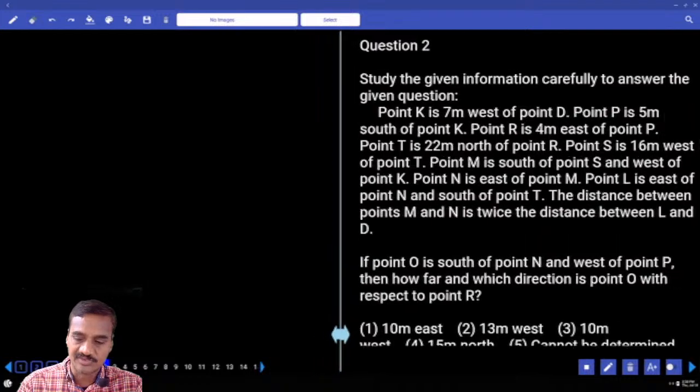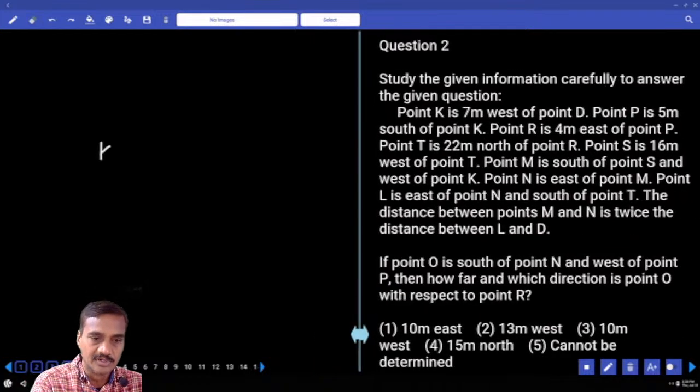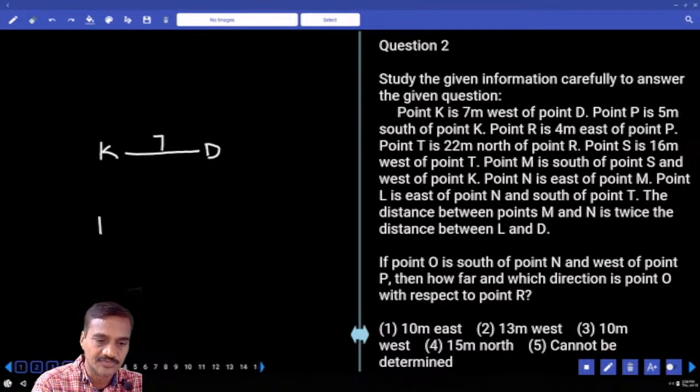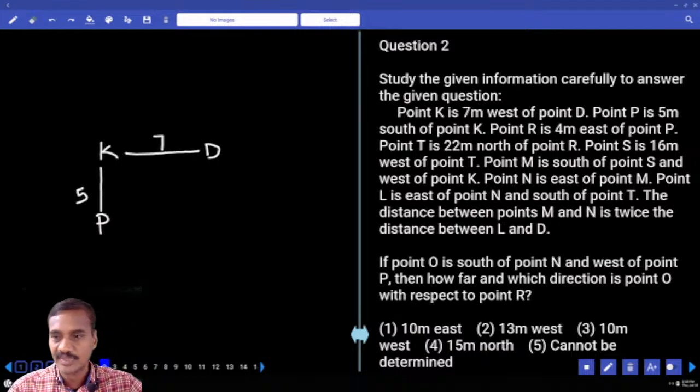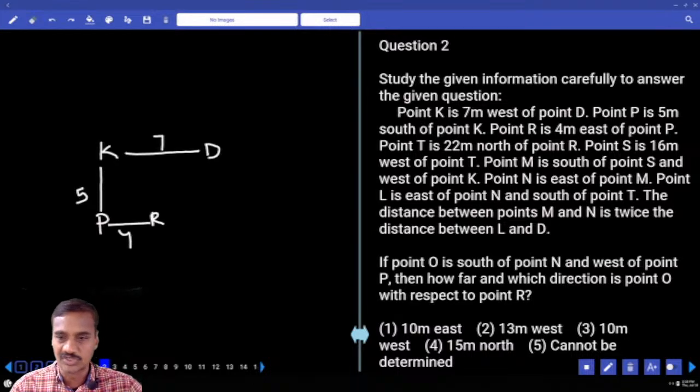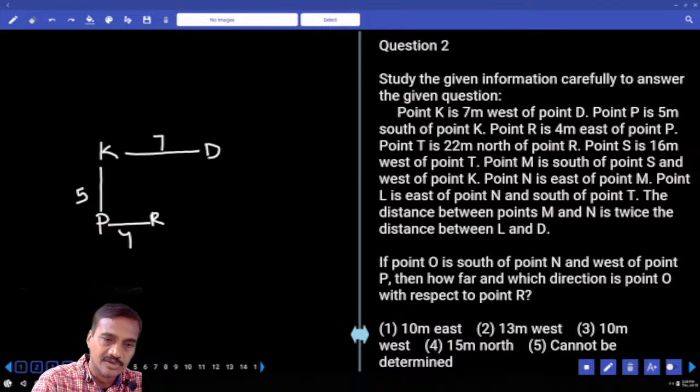K is 7 meters to the west of D. Now this is K, which is 7 meters to the west of D. P is 5 meters to the south of K. Now the distance between P and K is how much? 5 meters. And R is 4 meters to the east of P. Now this is R, which is 4 meters to the east of P. And T is 22 meters to the north of R. Now this is 5, and this is 17.